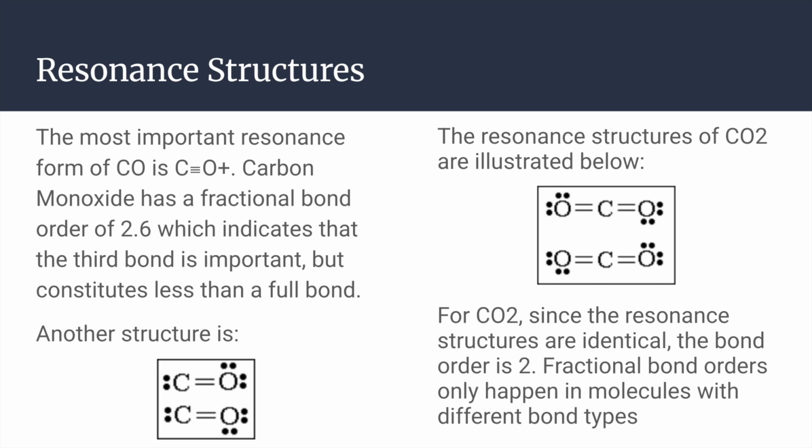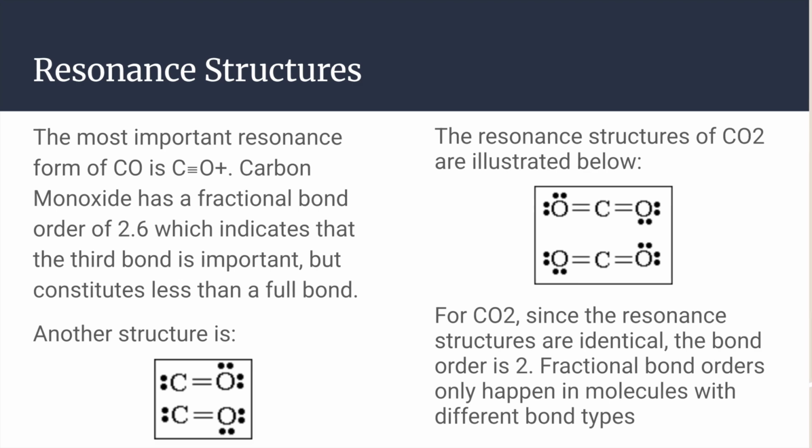The resonance structures of carbon dioxide are illustrated below in the figure. For carbon dioxide, since the resonance structures are identical, the bond order is 2. Fractional bond orders only happen in molecules with different bond types.